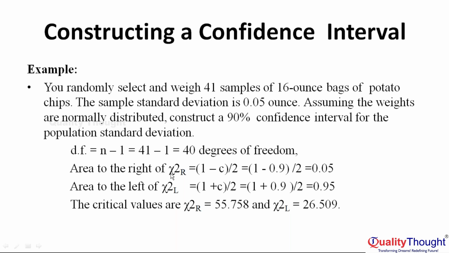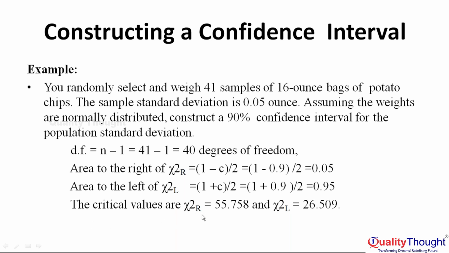Area to the right of this is 1 minus c by 2. Area to the left is 1 plus c by 2. So 1 minus c by 2 is 1 minus 0.9 divided by 2, which becomes 0.05. Area to the left of chi-square L is 1 plus c by 2, which is 1 plus 0.9 divided by 2, which becomes 0.95.